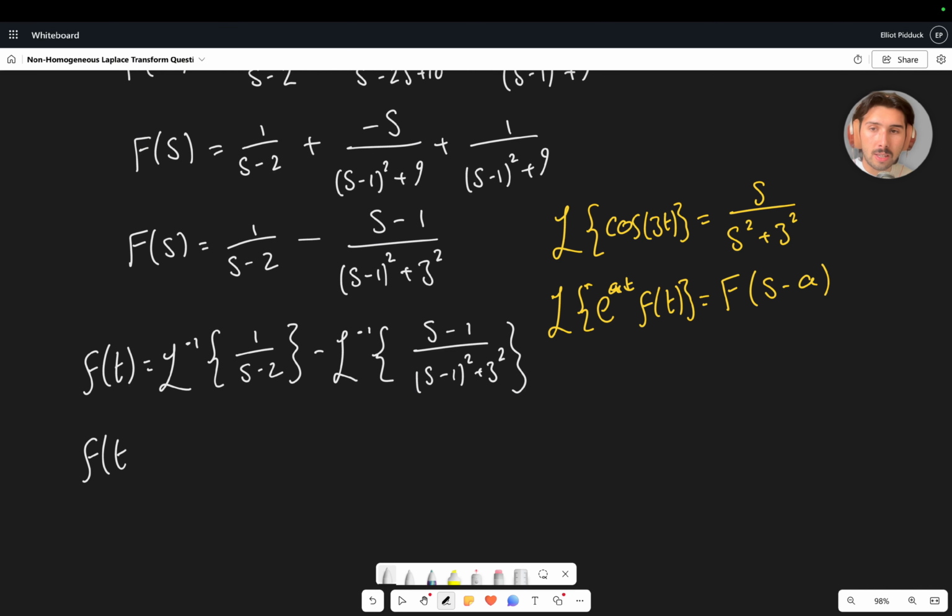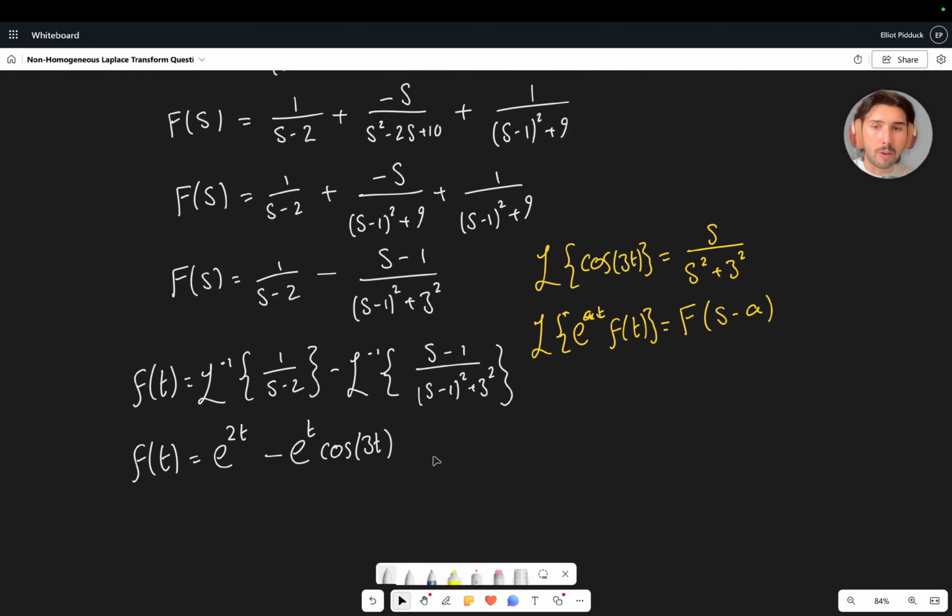So f of t is, doing the easy one first, just e to the 2t, because again, remember the Laplace transform of e to the 2t is 1 over s minus 2, so just going backwards, that's what we've got. And here, what we have got is e to the t times cos of 3t. So that is using the first shifting theorem and knowing what the Laplace transform is for cos of 3t. And that is the solution to the differential equation.